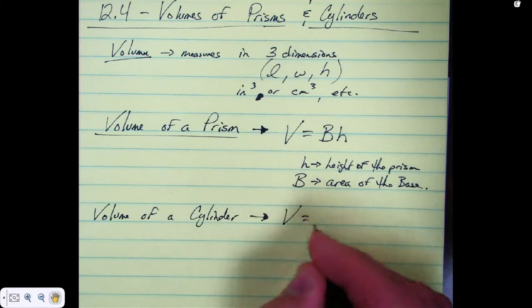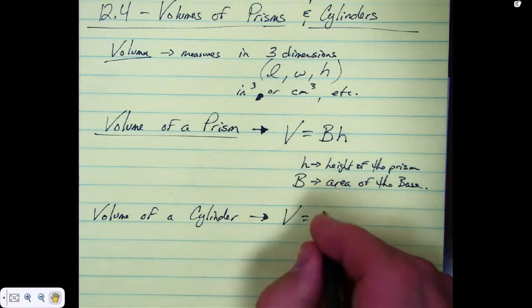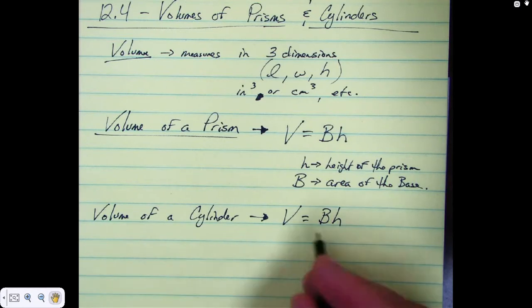Volume of a cylinder is exactly the same thing. It's the area of the base times the height. The only thing is, as far as cylinders are concerned, there's only one type of base you can have with a cylinder, and that's a circle. So we can be more specific with a cylinder.